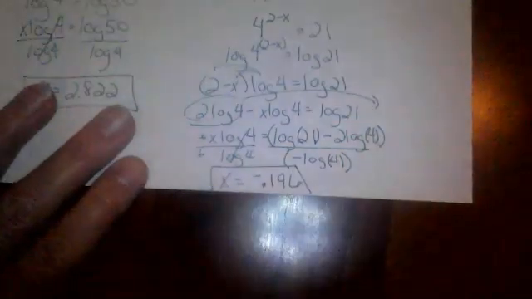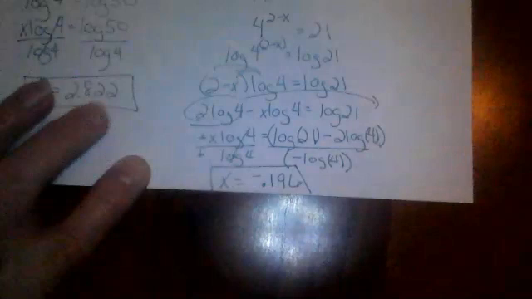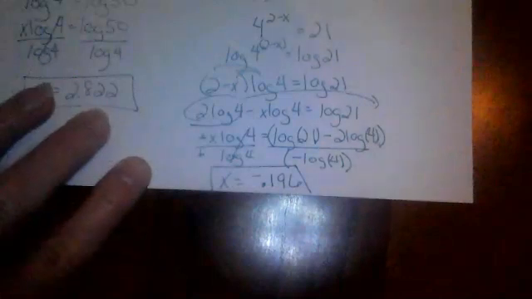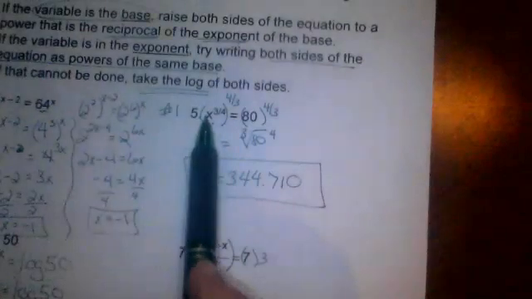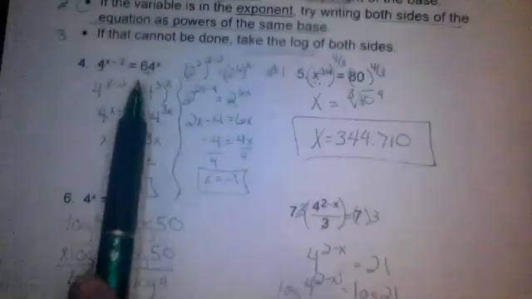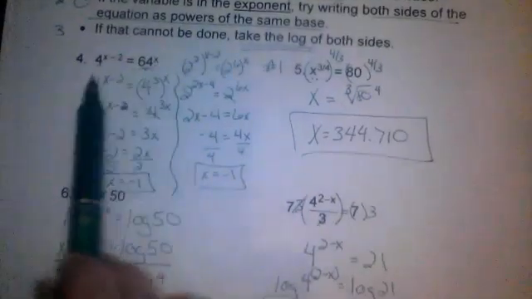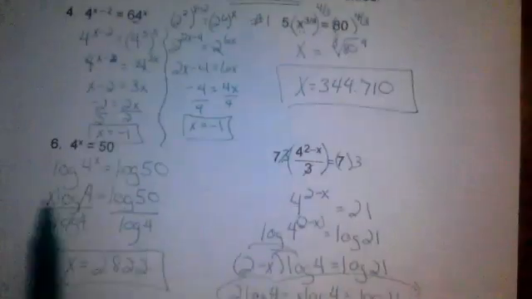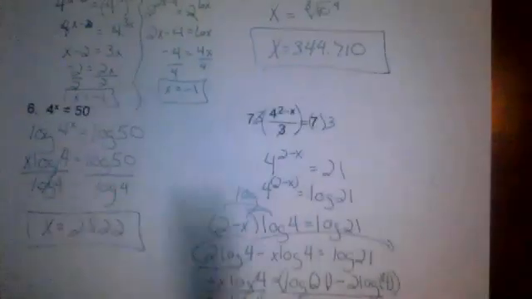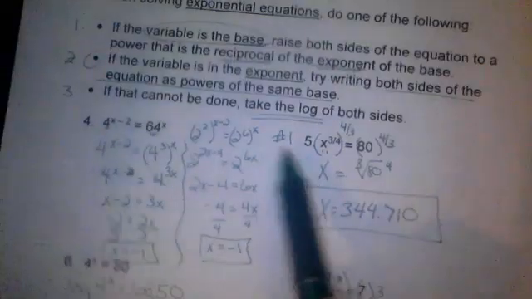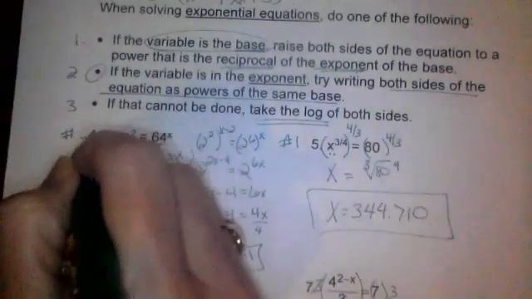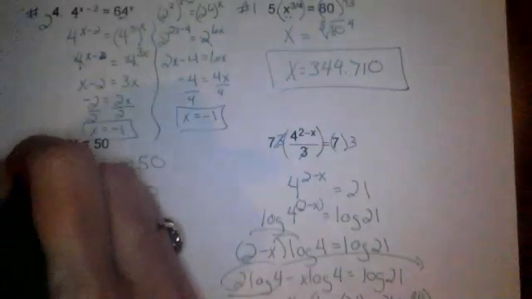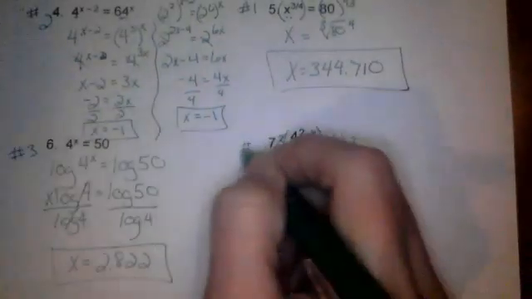All right. So hopefully this will help you out if you've been having trouble. These are kind of all of your rules. If your variable's in the base, reciprocal exponents. If your variable is in the exponent and you can do equal bases, do that. If not, then you're going to have to take the log of both sides like these. So this was number 1. This was number 2. And these were both examples of number 3.